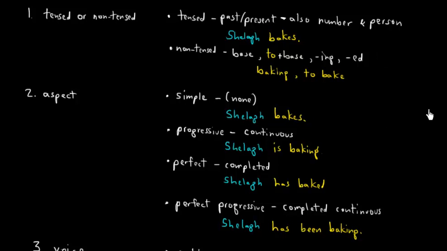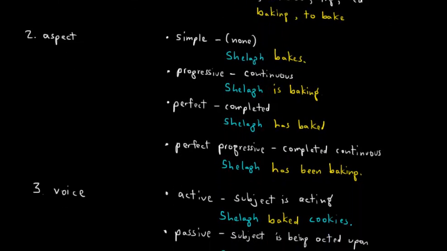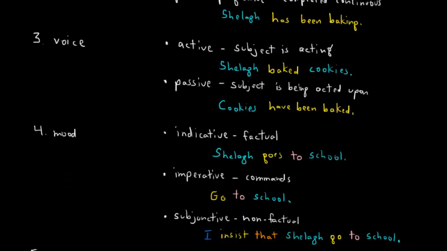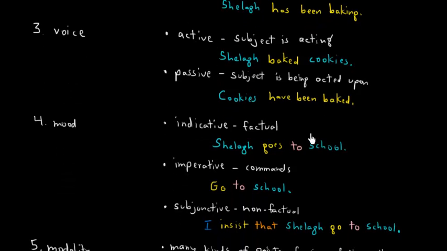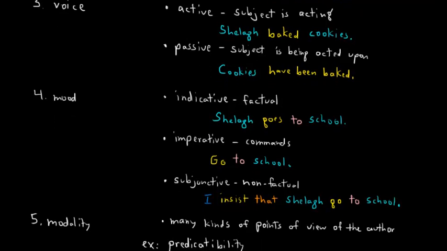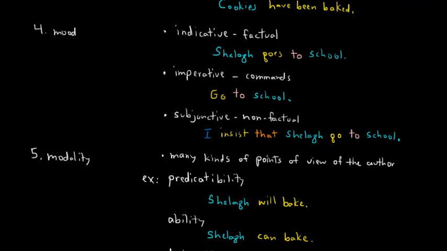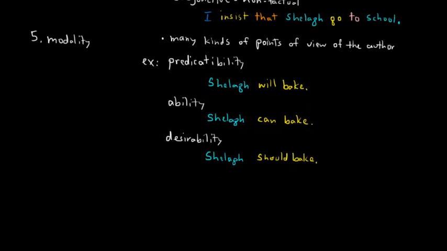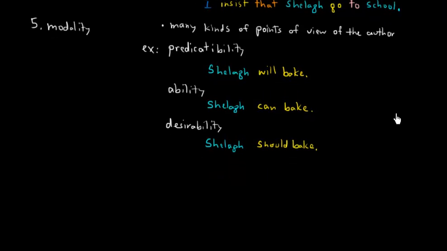And then aspect, progressive and perfect. Plus we can have one that's simple, which is none, and perfect progressive, which is both. Voice is the subject doing the action or is the subject receiving the action? Mood, again, are we making a factual statement? Are we giving a command? Or are we making a non-factual statement? And then modality, which gives the author's point of view with respect to the verb phrase.